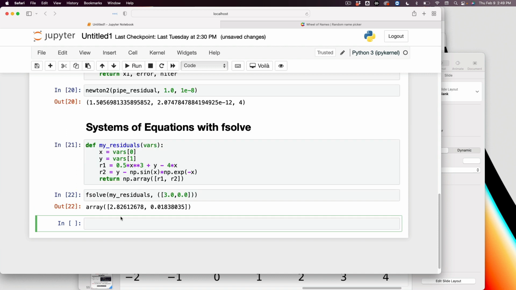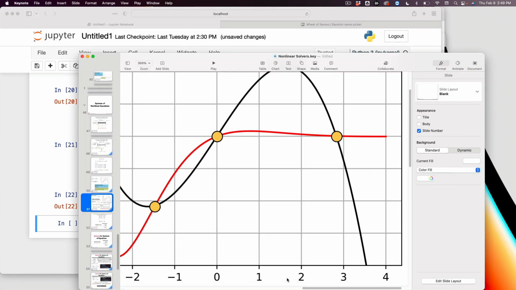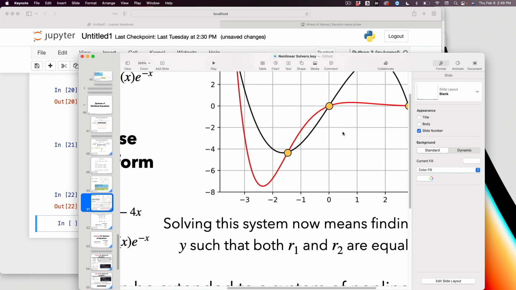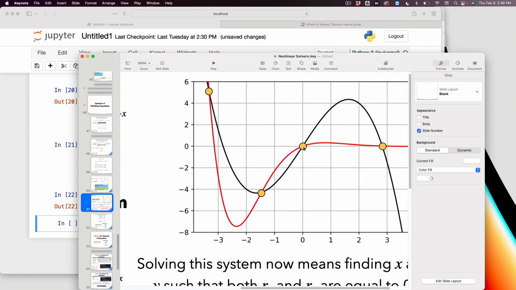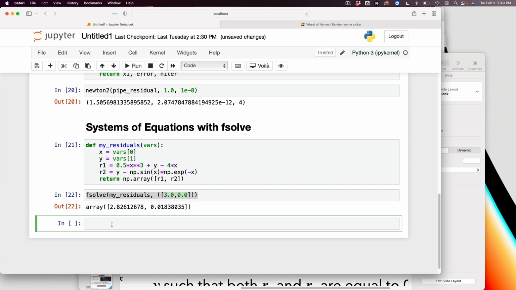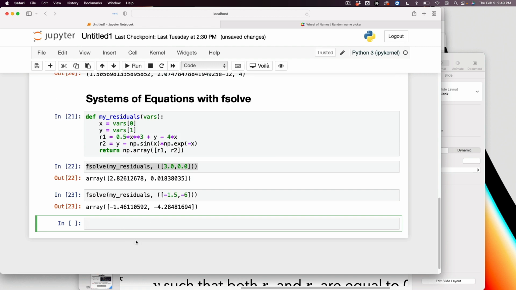Let's see. Oh, look at that. It's at 2.83 and 0.02. That looks right. Okay? Let's try to find the other root. So this one's 0, 0. What about this one? We got a minus 1.5 for x, and let's say minus 6 for y. So minus 1.5 and minus 6. Okay. Look at that.